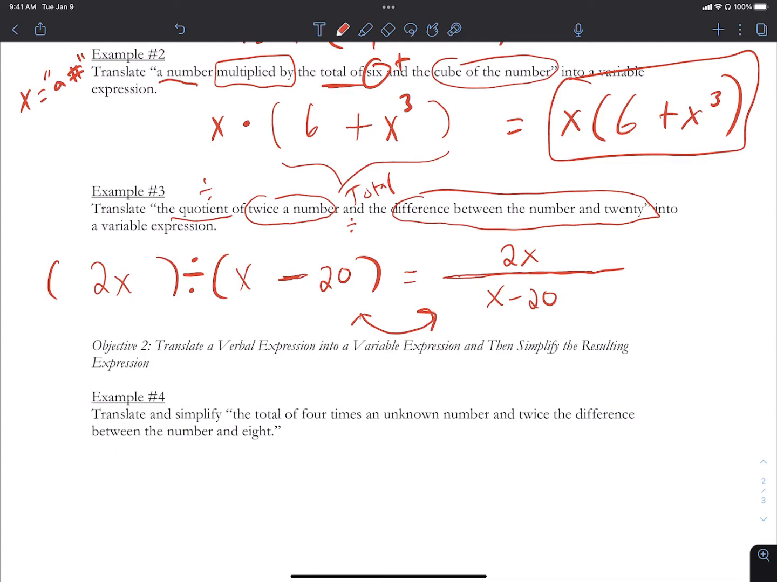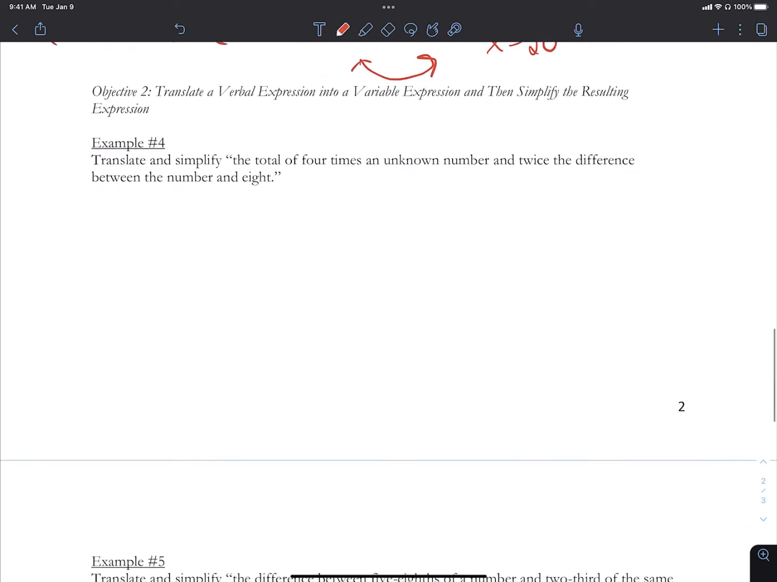All right. So that's all for objective 1. Objective 2 is we want to do the same thing still. We want to translate the verbal expression into a variable expression. But then let's simplify the result if we can, right? So practicing the skills that we've been building up to. Like last section, we did simplify using properties of numbers.